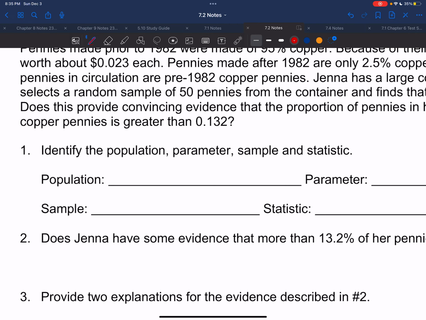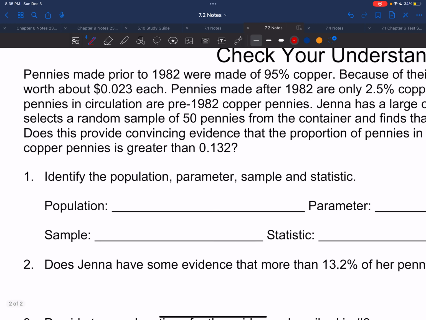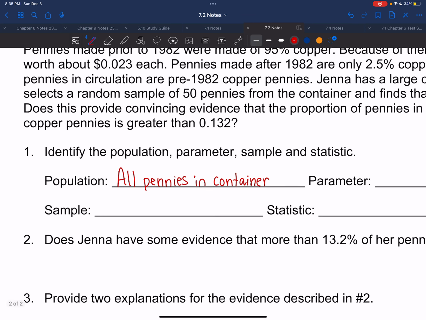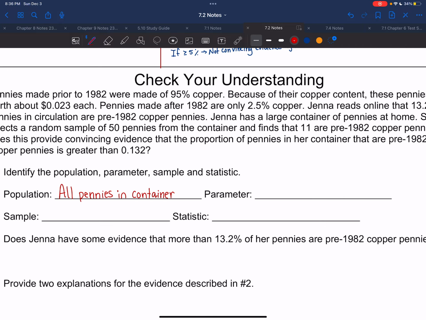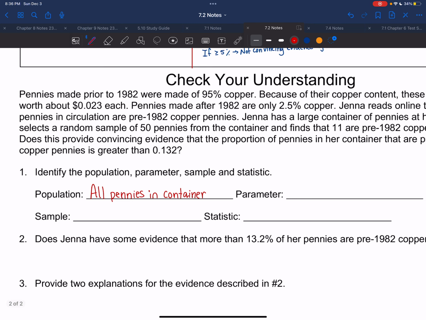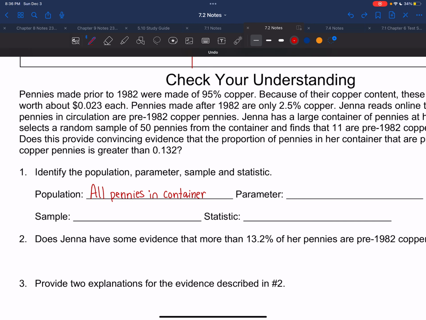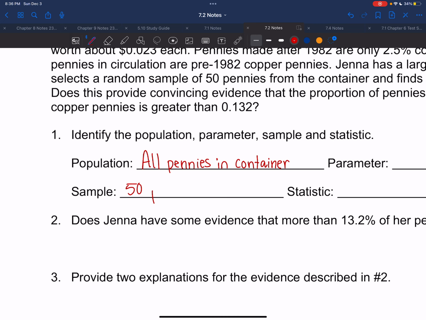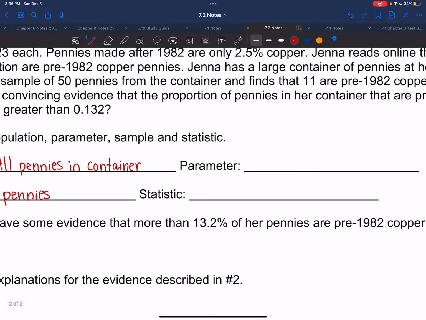The first thing it asks is, what is the population? So remember, population is everybody in the group of things that you're looking at, right? So in this case, we're looking at all pennies in the container. Now, the sample. What sample did she take? Well, it says Jenna has a large container. She selects a random sample of 50 pennies, okay? So our sample is just 50 pennies.